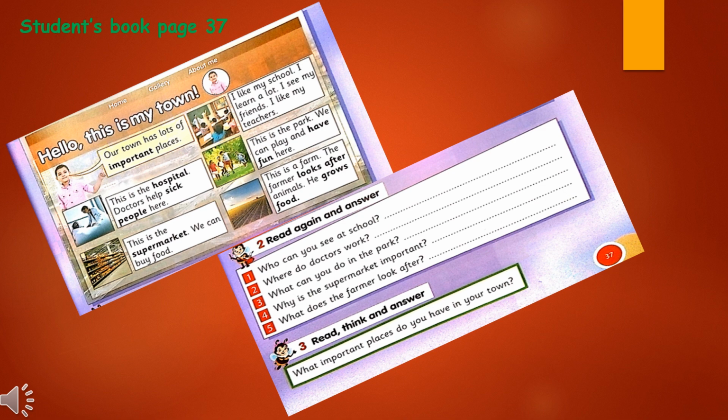Number 5. What does the farmer look after? What does a farmer look after? Yes, it's here in this text. The farmer looks after animals.